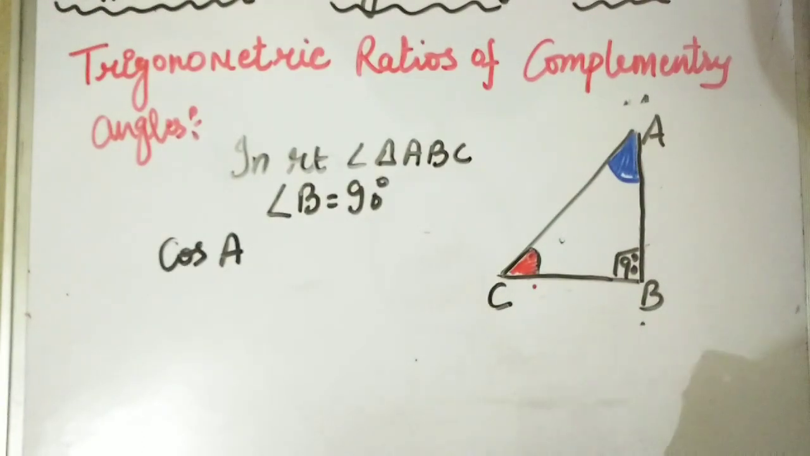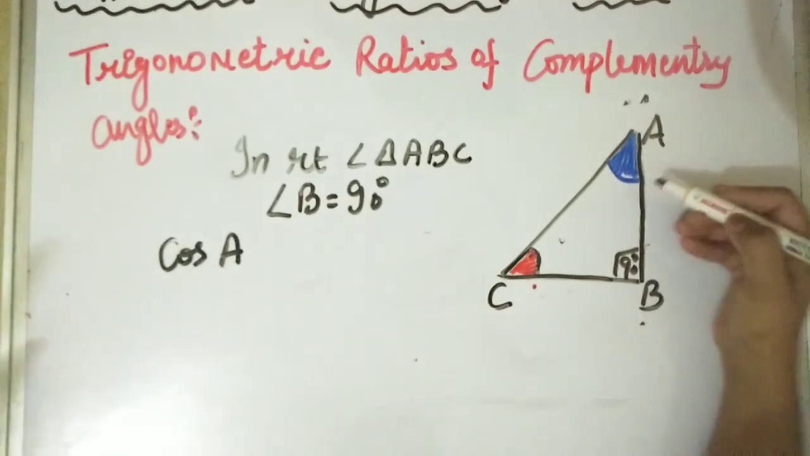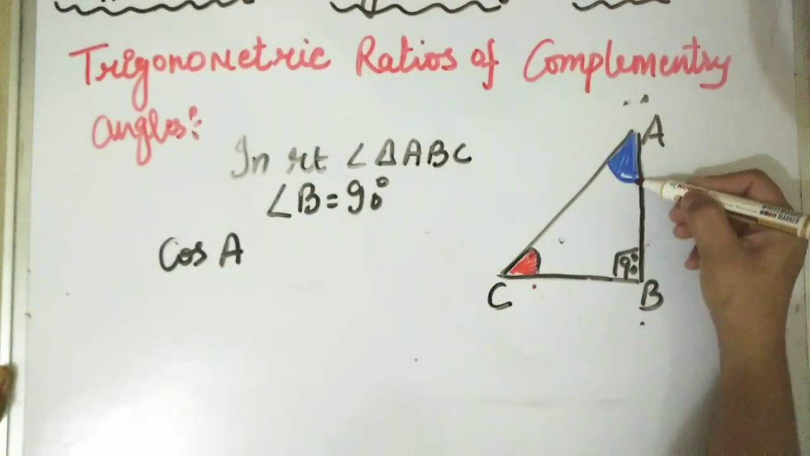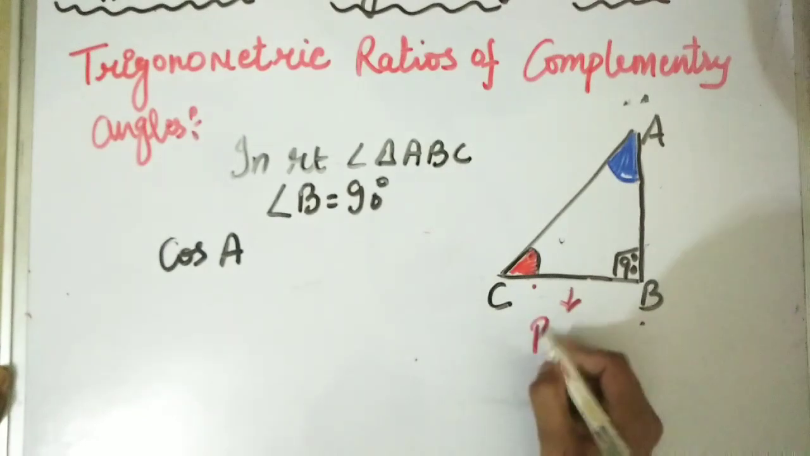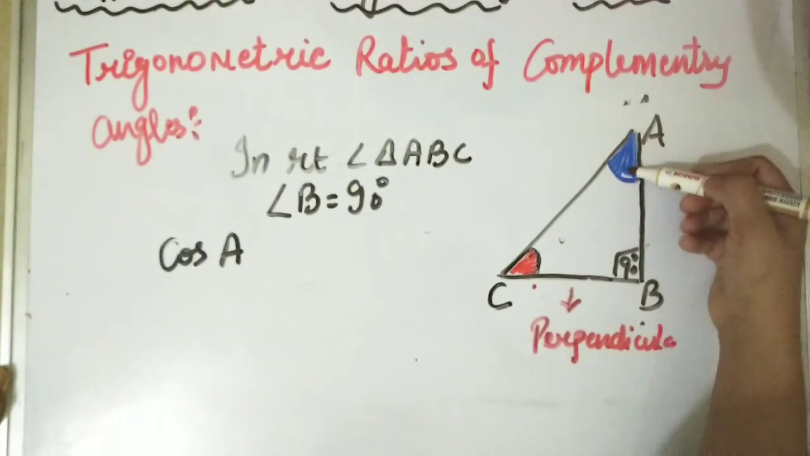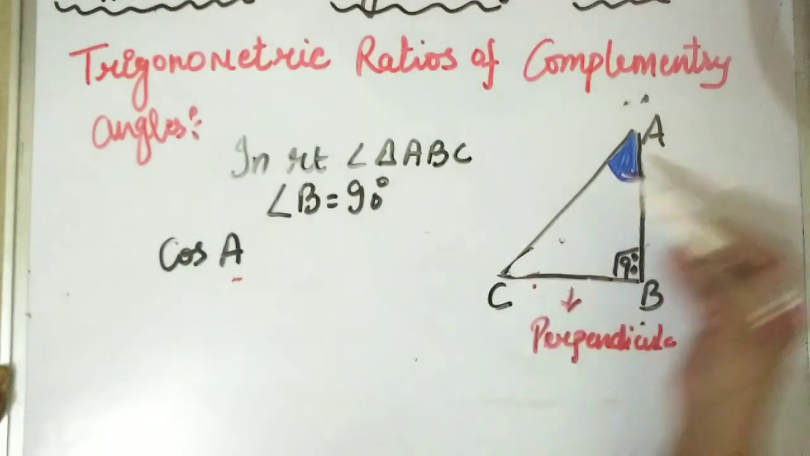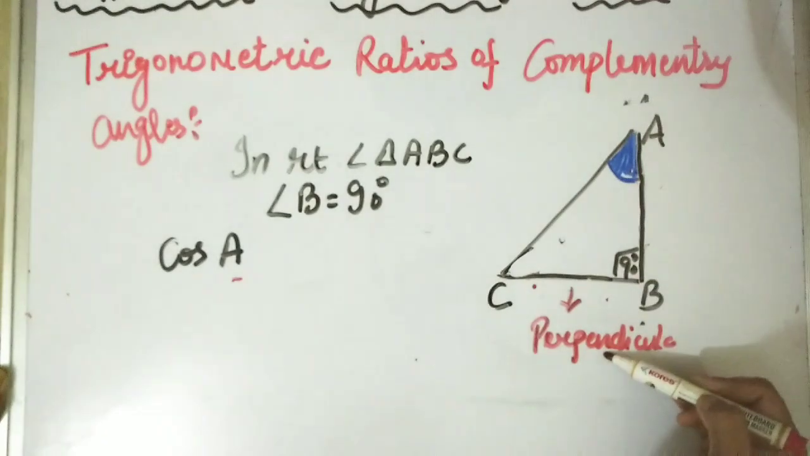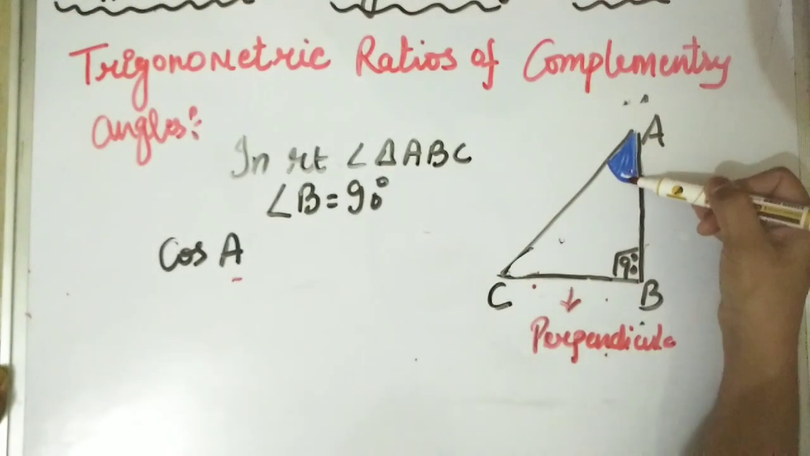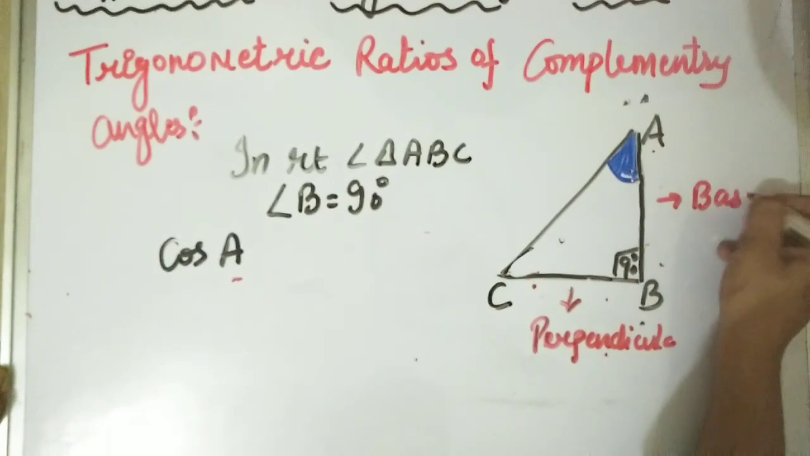So in the same manner, I have written cos A. Now students, again, a line just opposite to an angle will represent the perpendicular, right? Now which angle do I want to take? I want to take angle A. The line opposite to angle A is the perpendicular, and the line adjacent to angle A is the base, right?